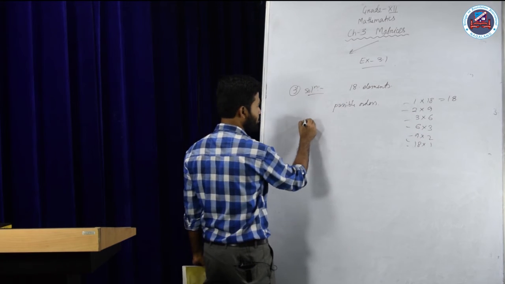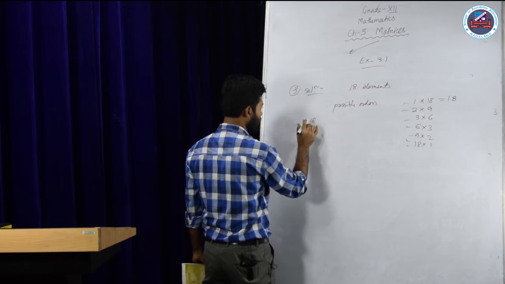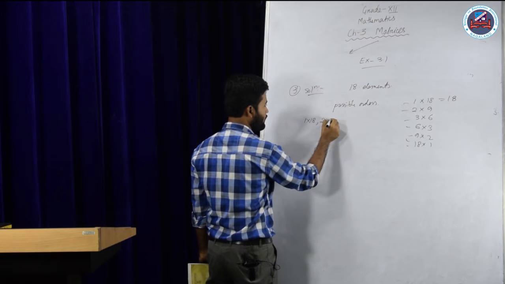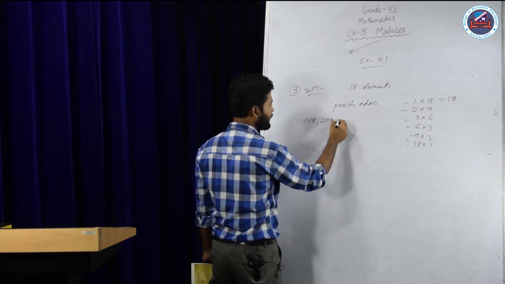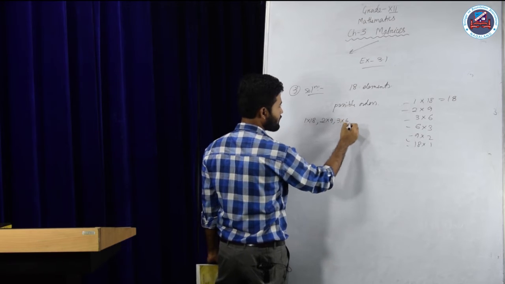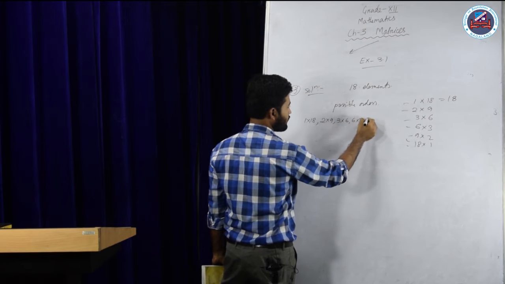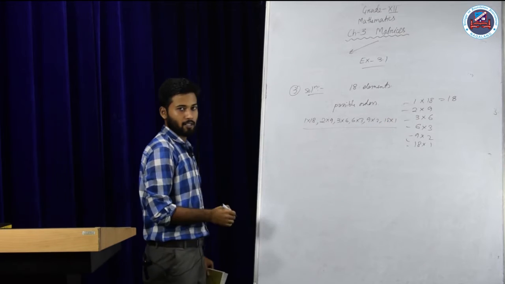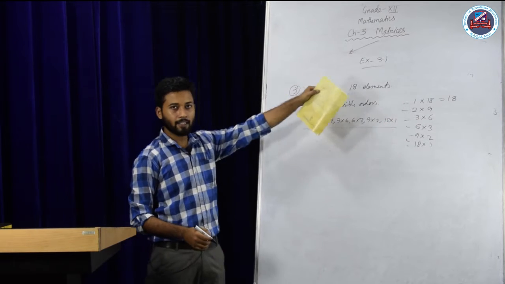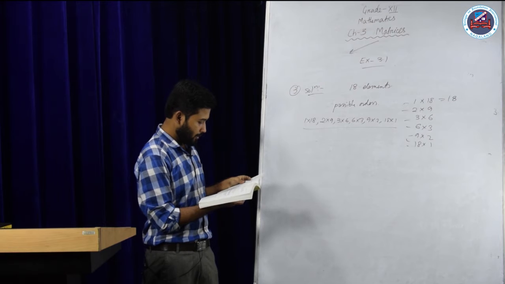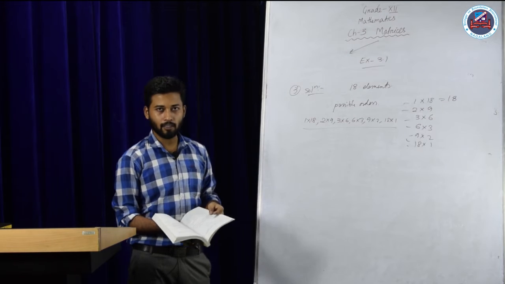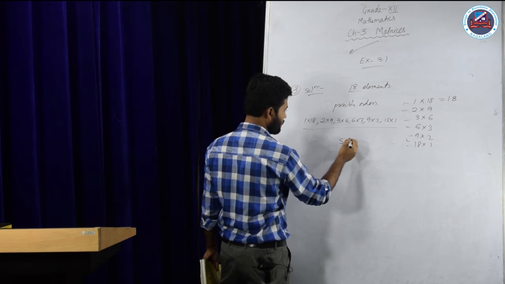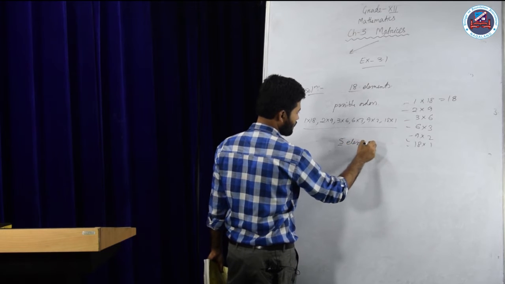So these are the possible orders of the matrix. That means the possible orders will be 1 cross 18, or 2 cross 9, or 3 by 6, or 6 by 3, or 9 by 2, or 18 by 1. So these are the possible orders of a matrix having 18 elements. Now, the next question is, what if it has 5 elements? Earlier it was given that there were 18 elements, now we have 5 elements.